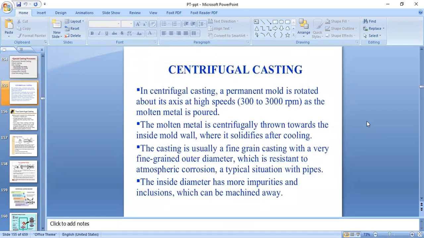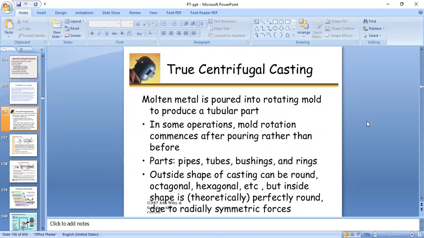In centrifugal casting, a permanent mold is rotated about its axis at high speed, that is 300 to 3000 rpm, as the molten metal is poured. The molten metal is centrifugally thrown towards the inside mold wall, where it solidifies after cooling. The casting is usually a fine grain casting with a very fine grained outer diameter, which is resistant to atmospheric corrosion, a typical situation with pipes. The inside diameter has more impurities and inclusions which can be machined away.